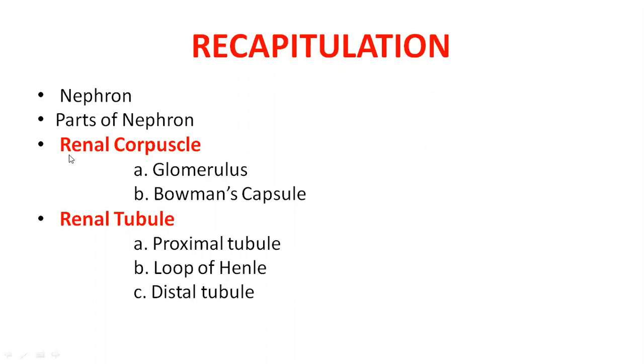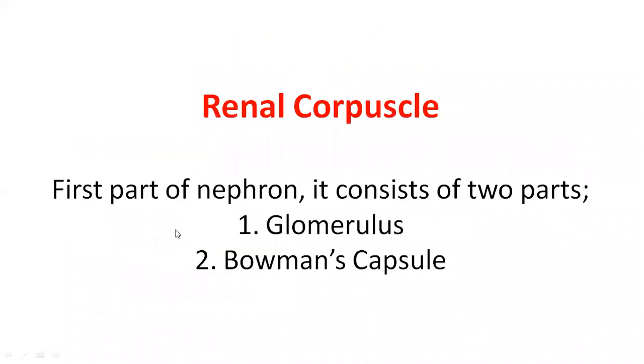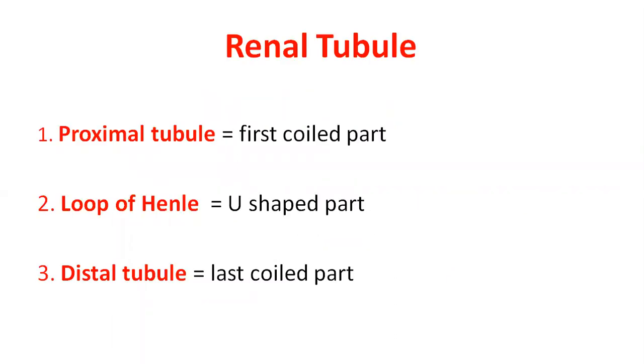So the nephron consists of two main parts, renal corpuscle and renal tubule. The renal corpuscle further consists of two main parts, glomerulus and Bowman's capsule. The glomerulus was a duct of capillaries and the Bowman's capsule was a cup-shaped structure enclosing the glomerulus. I hope you'll remember. The renal tubule, the second part of the nephron, consists of three further parts.